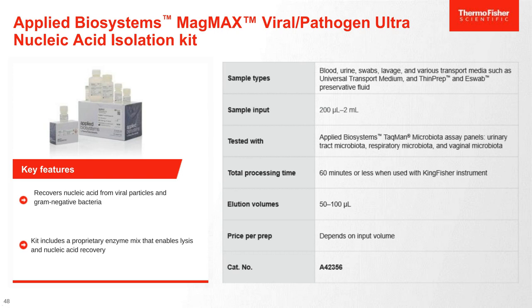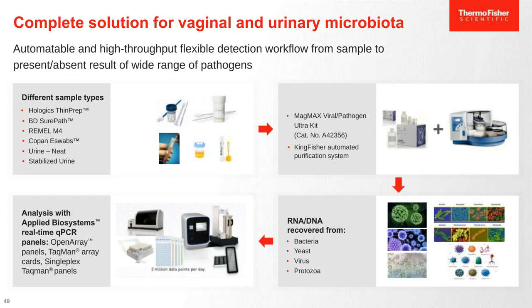It is also compatible with all of our Kingfisher instruments, although we will focus the following slides on its use with the Flex instruments in this detection workflow. And so here you can see how it fits in. So you have your different sample types, and for vaginal microbiota, of course, ThinPrep and e-swab are going to be your focus, for things like the urinary tract, the urine, of course, even stabilized urine. So then these samples will be extracted with the MagMax Viral Pathogen Ultra Kit on the Kingfisher Flex.